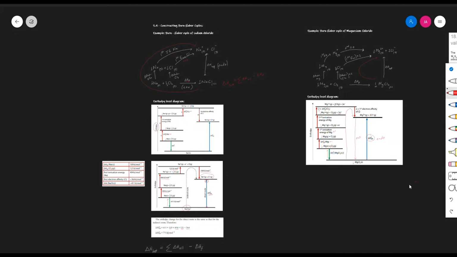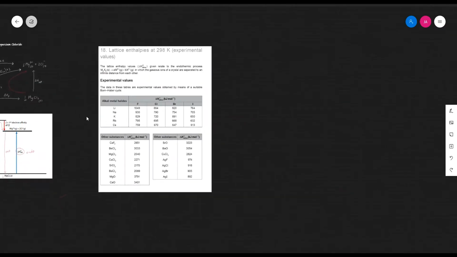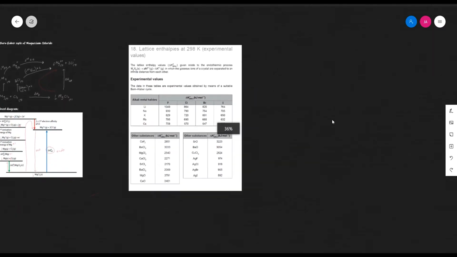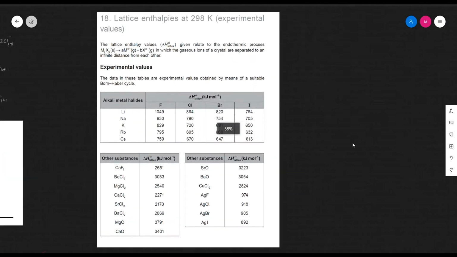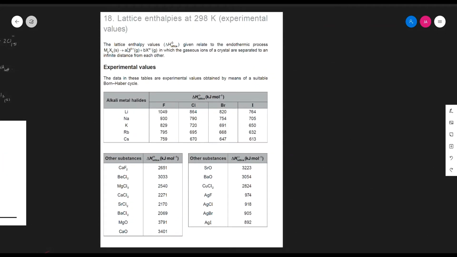I've also displayed over here the values of the lattice enthalpies listed in the data booklet. They are listed in table 18 of the data booklet. As you can see here, you're given the alkali metal halide lattice enthalpies, alkali metals with any of the halogens, and they are all positive, endothermic processes according to the definition. If you require the lattice enthalpy of formation, which is an exothermic process, you would simply flip the sign of these values. And for other substances from group 2 or transition metals as well, ionic solids have been listed in the table below.